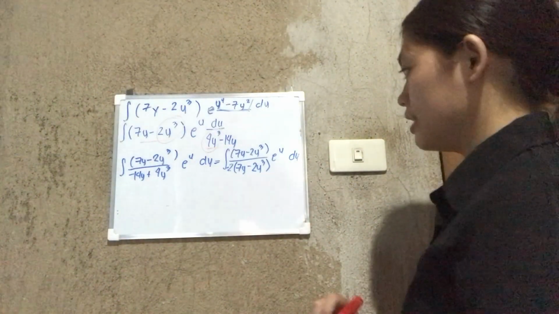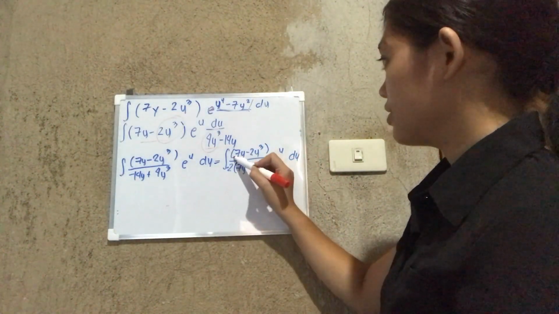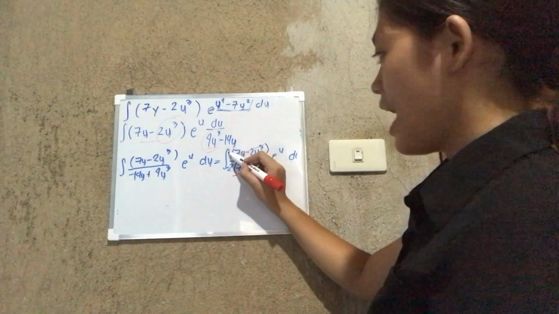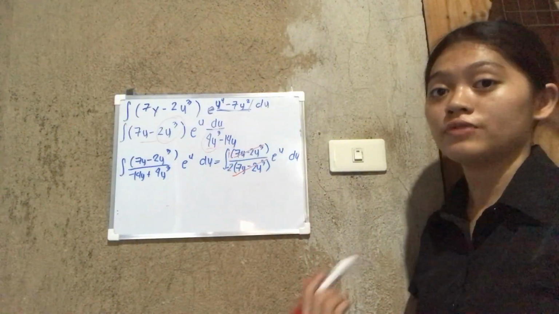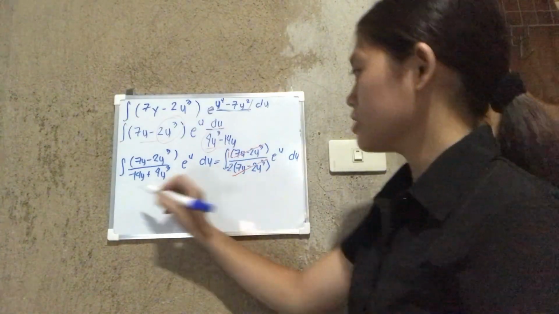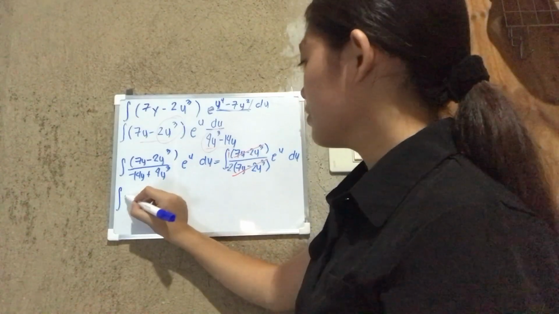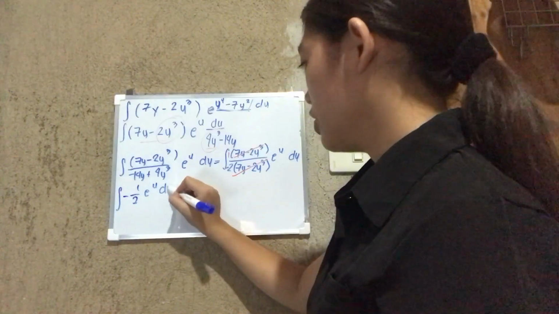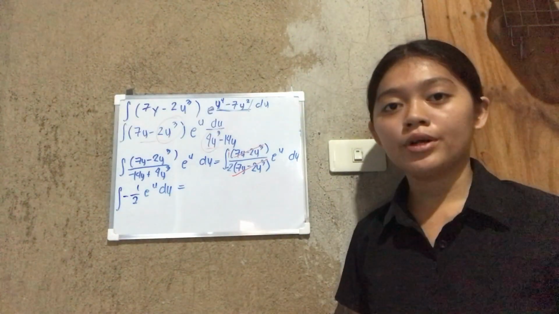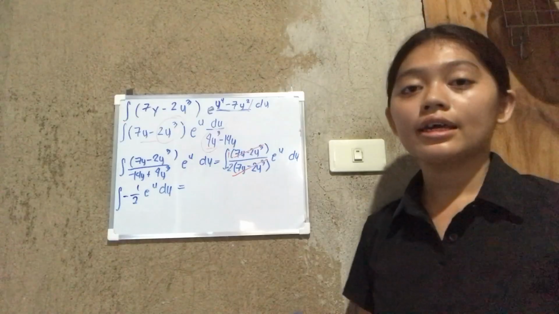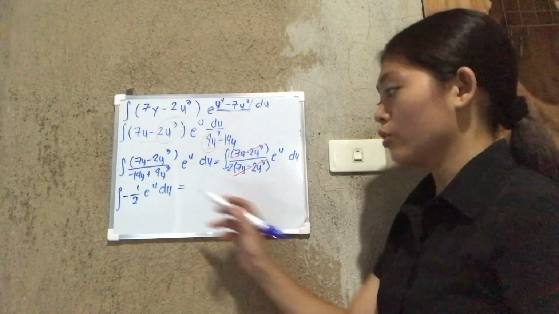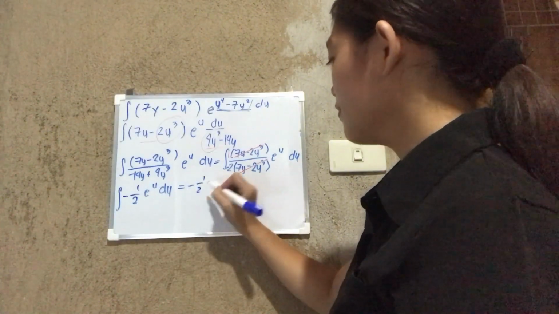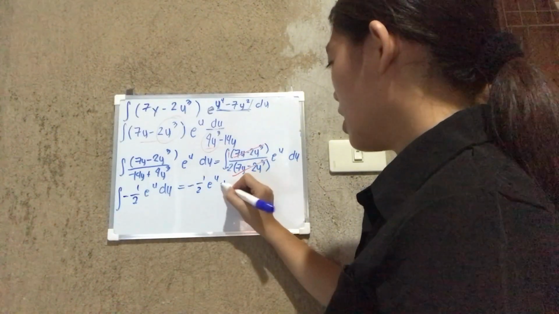And as you can see, we can now cancel this term. Cancel, cancel. So the only thing left is negative 1/2, because there is a 1 right here, but it's invisible. So let's rewrite this one. It will become the integral of negative 1/2 e raised to u du. And you always have to remember, just like what I said earlier, that e cannot be integrated, right? So you just copy this function, which is negative 1/2 e raised to u plus c.